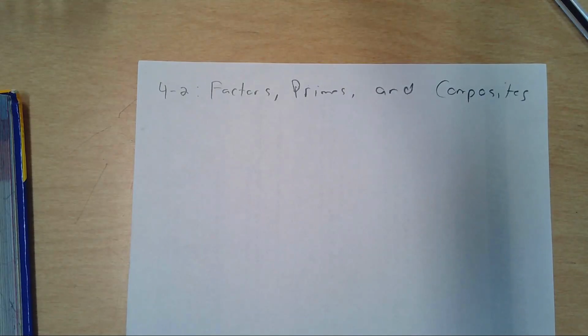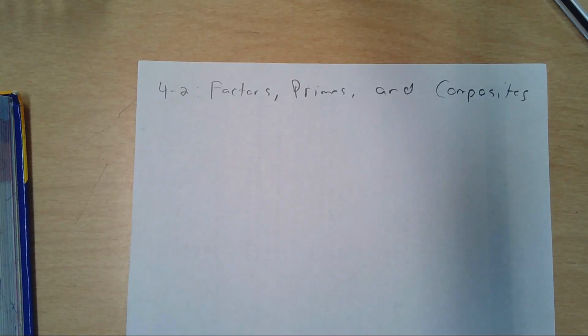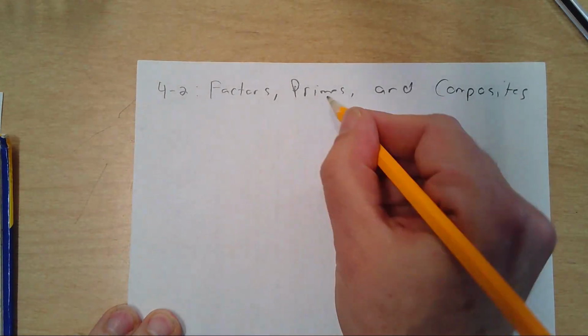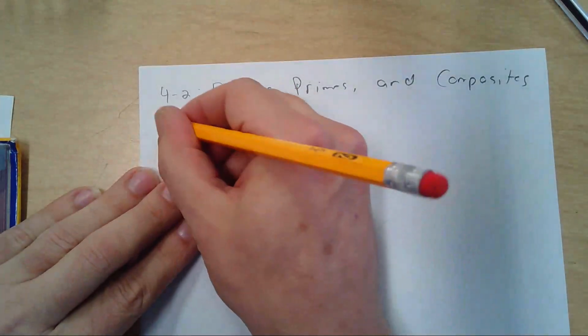All right, chapter 4 starts today. First 3 lessons, we're starting in 4.2, not 4.1. There's really nothing to do in 4.1, just a bunch of things. 4.2 is where it really begins here. So we're going to run through each of these terms here: factors, primes, composites.